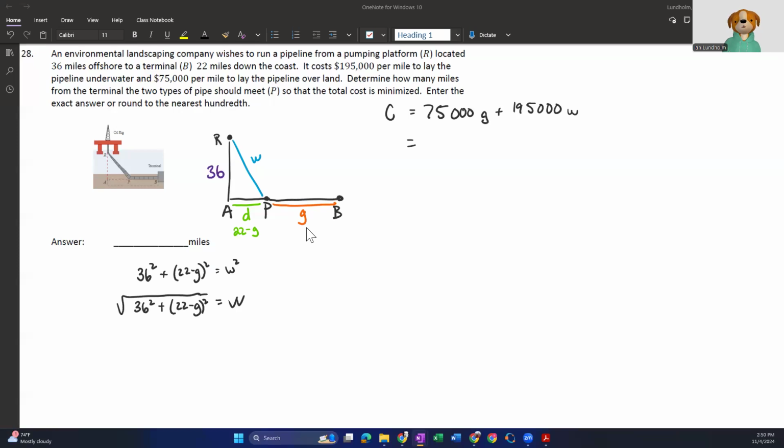And then we could use that as a substitution into our function so that we could say C of G as an input would be 75,000 G plus 195,000 with our updated version of W. This is going to be gross. Ugh, I'm already regretting putting this on the review. No, just kidding. It's going to be fine. That's a good single variable function.